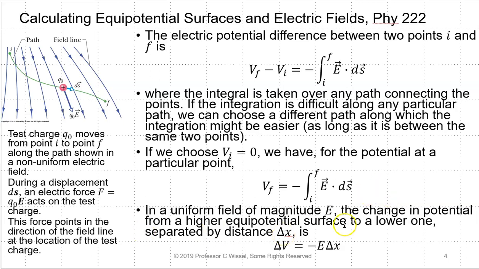In a uniform field of magnitude E, the change of potential from a higher equipotential surface to a lower one, separated by a distance delta x, would be delta V equals minus E delta x, where E is the electric field, delta x is the distance, and this is a change in potential.